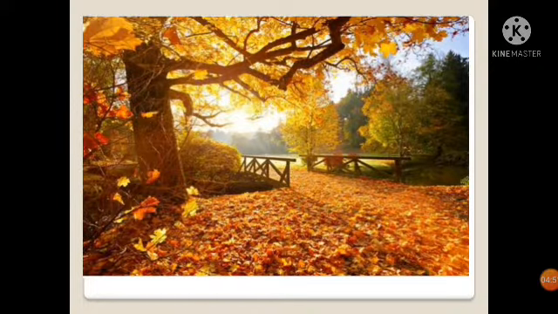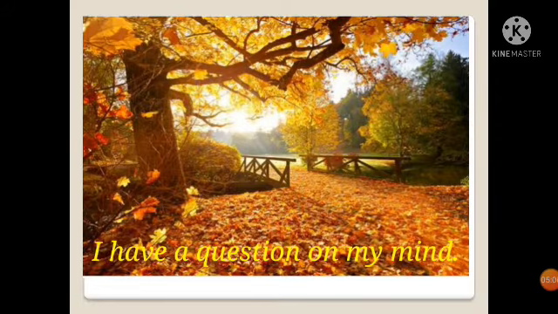And so it doesn't look so good, but then this is another color of nature. It seems like violet woods, crimson woods. मेरे मन में एक question है. Say this way. I have a question on my mind.